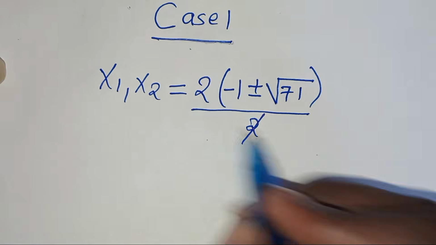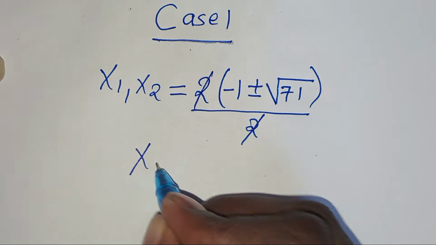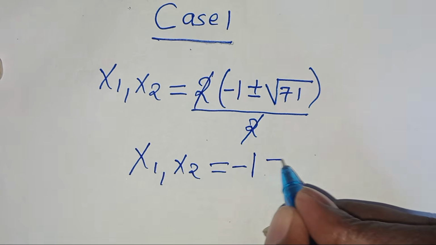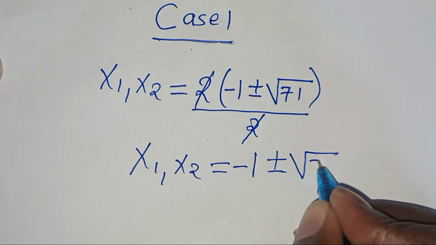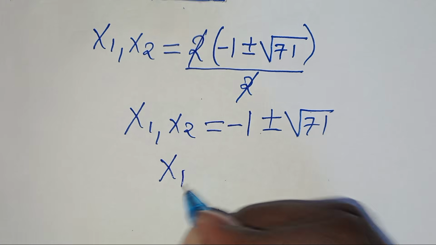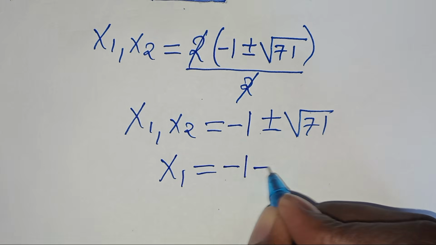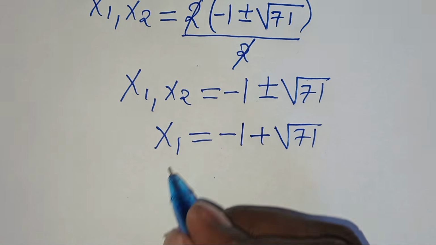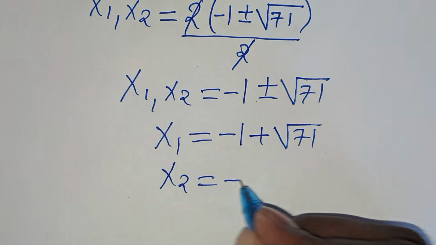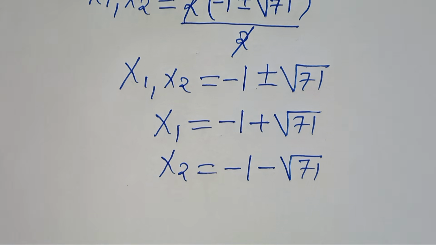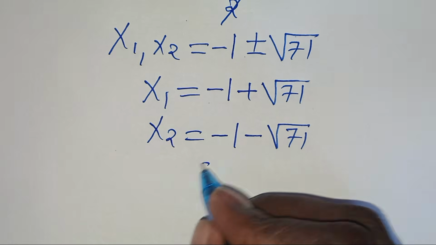Now let's simplify 2 and 2 here so that x1, x2 is equal to negative 1 plus or minus square root of 71. So we have x1 is equal to negative 1 plus square root of 71, and we have x2 is equal to negative 1 subtract square root of 71. Now let's proceed to case 2.